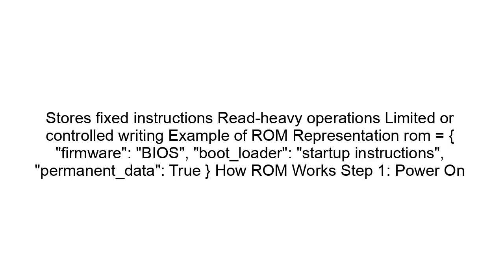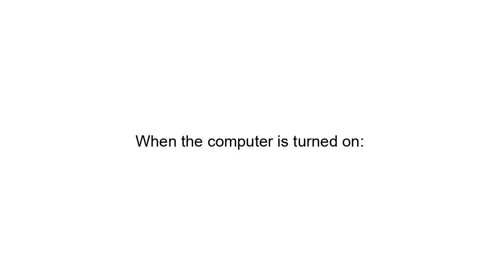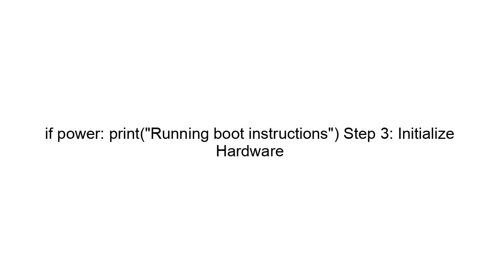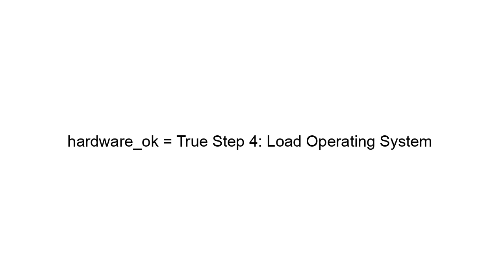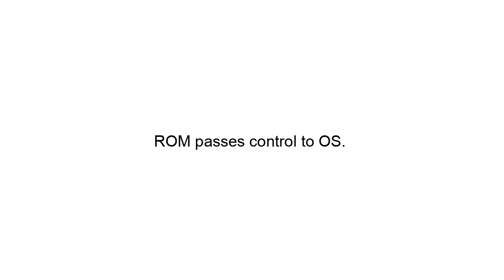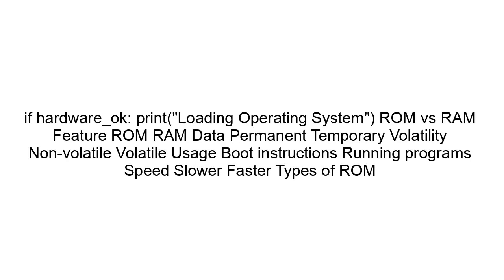How ROM works. Step 1, power on. When the computer is turned on, power equals true. Step 2, ROM executes boot program. ROM starts executing stored instructions. If power, print running boot instructions. Step 3, initialize hardware. ROM checks system components. Hardware OK equals true. Step 4, load operating system. ROM passes control to the OS. If hardware OK, print loading operating system.